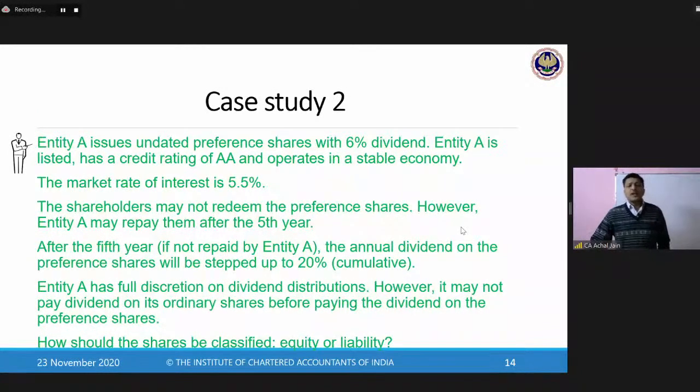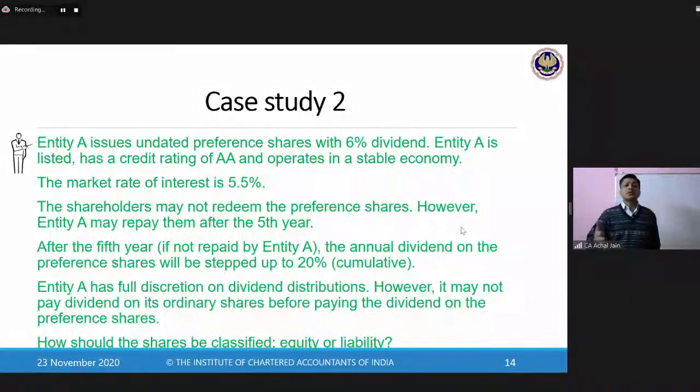Entity A issues undated preference shares with 6% dividend. This entity is listed. It has a credit rating of AA and operates in a stable economy. Now in this case, who is the issuer? In this case, entity A is the issuer. Correct? Very clearly it's known to us. Market rate of interest is 5.5%, and the undated preference shares have been issued at 6% dividend.